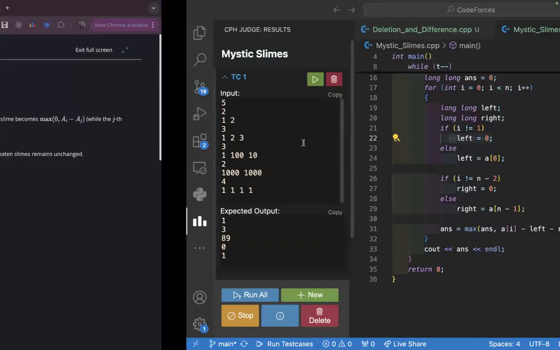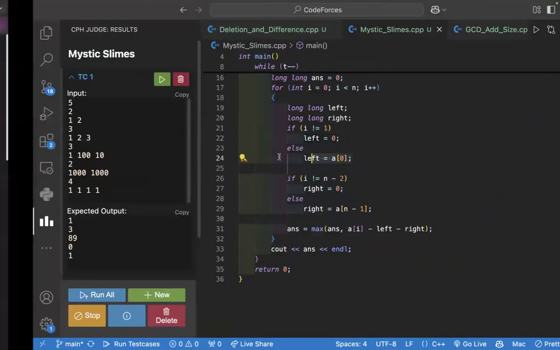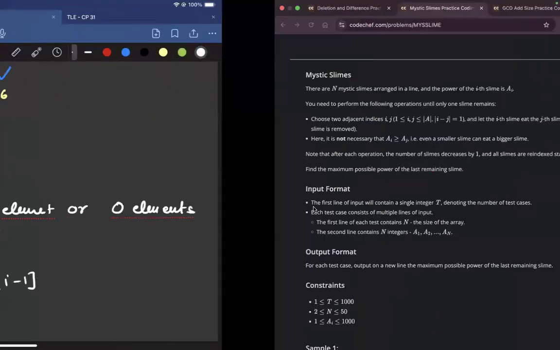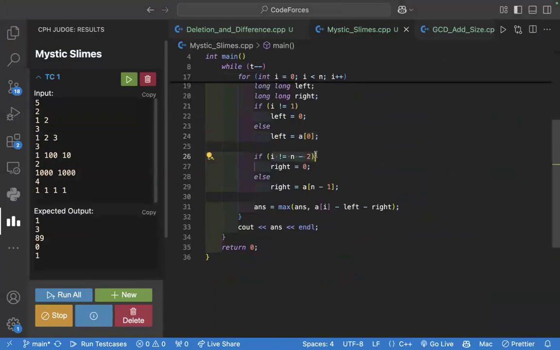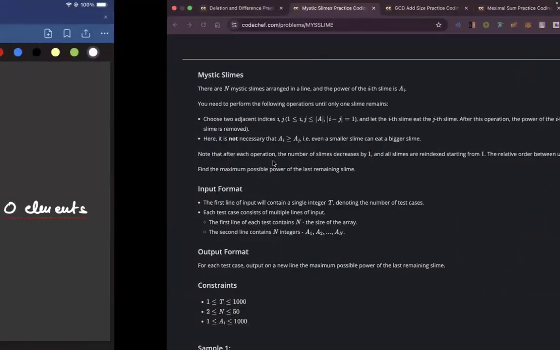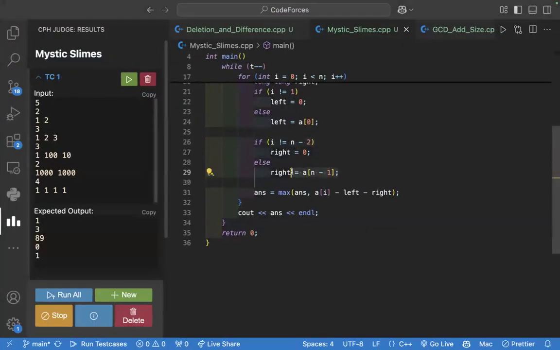And if i is actually 1, then the left half is the first element, that is a of 0. Same thing: if i is not n minus 2, this is this index. If it's not n minus 2, then okay, you have the right half as 0. Else it is the last element.